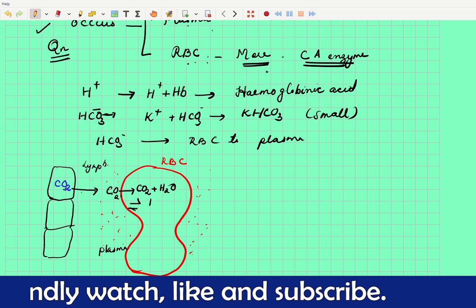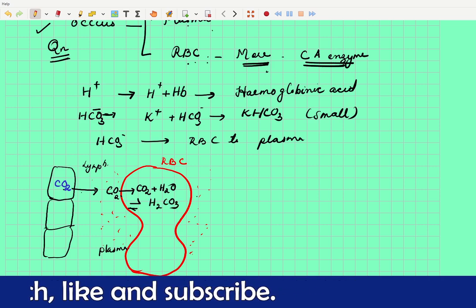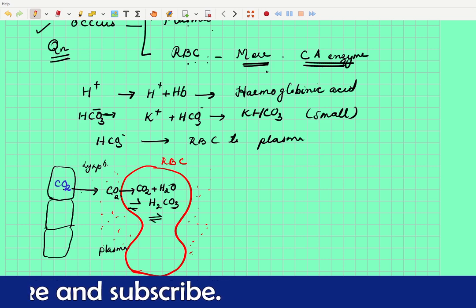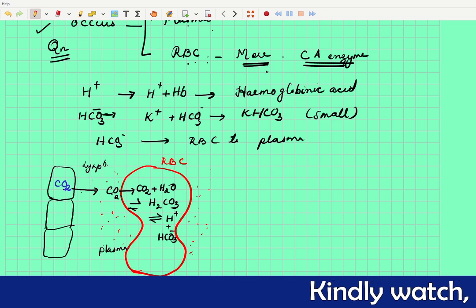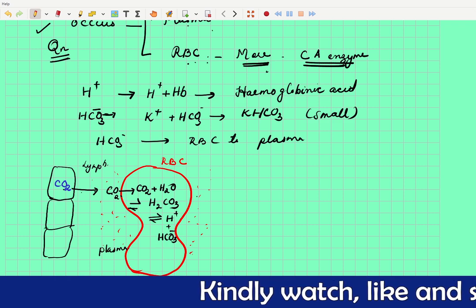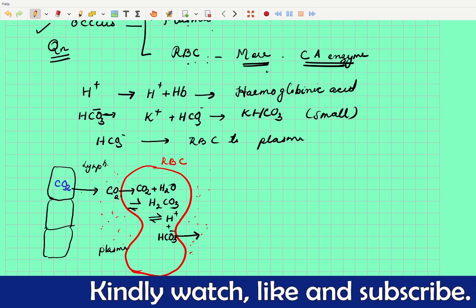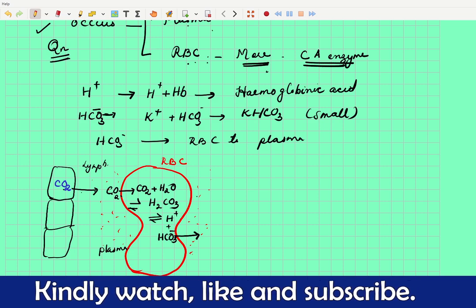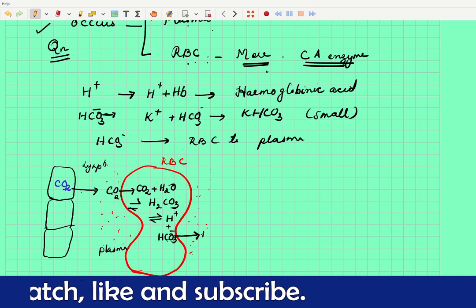Carbonic acid, H2CO3. And this H2CO3 dissociates to form H plus ions plus HCO3 minus ions. Okay, H plus ions and HCO3 minus ions. So HCO3 minus ions will not stay inside the RBC. They diffuse out from the RBC to the plasma. So HCO3 minus ions from the RBC shift towards the plasma.